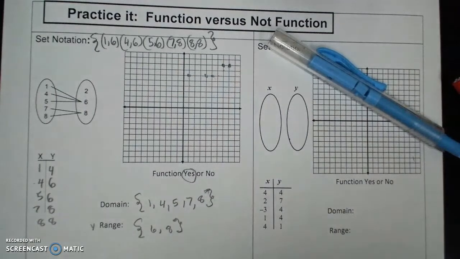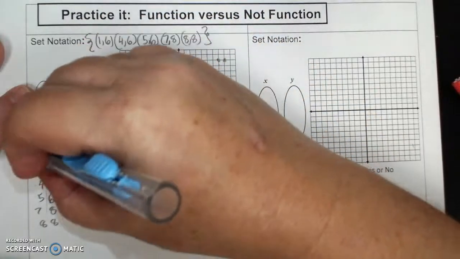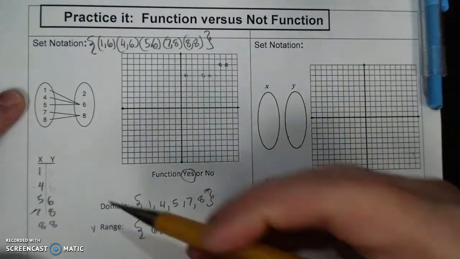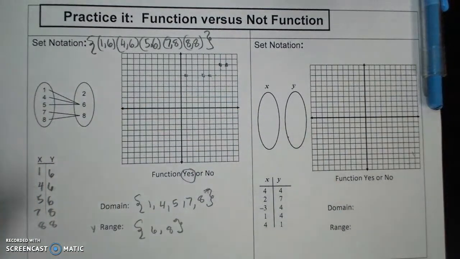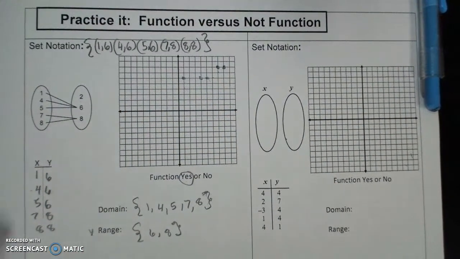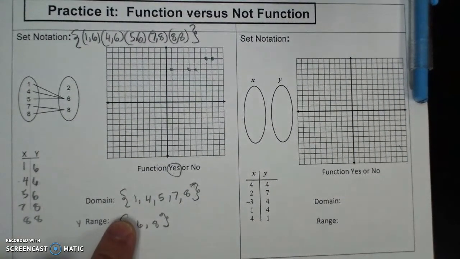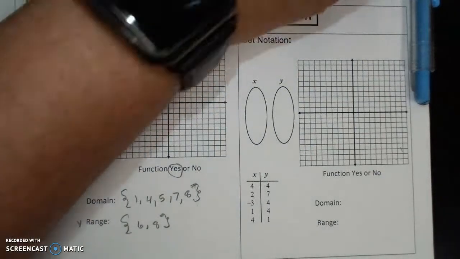And I just noticed a mistake, so I'm going to go back here and fix this. 1 did not go to 4. 1 went to 6, and 4 went to 6, and 5 went to 6. So I fixed that. Notice when I'm looking at a function that I'm only looking at the x values.